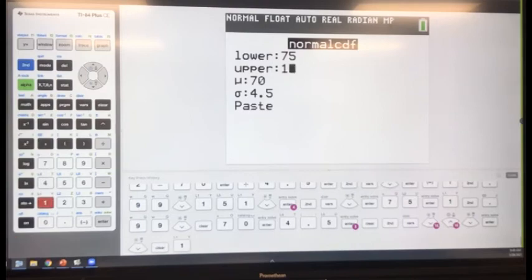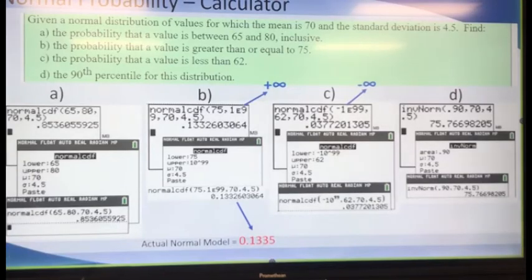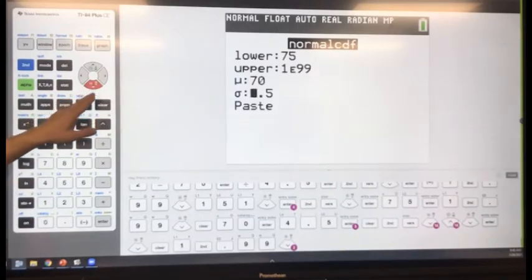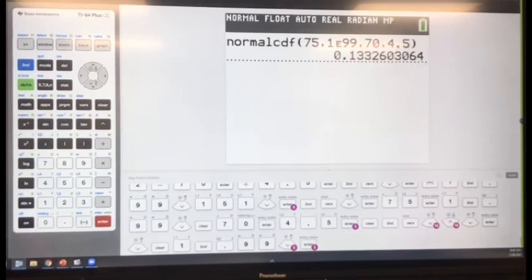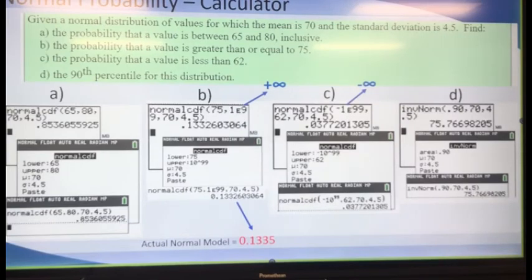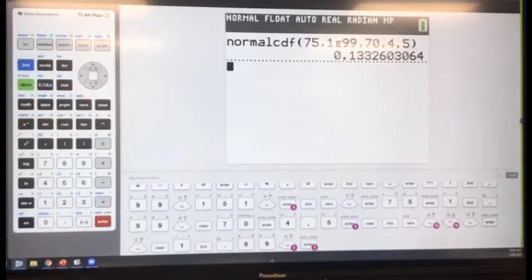So let me clearly show you how to do that. 1, now where in the world is E? Right here. Notice the double E. So second, comma, gives me my E. And put 99. That's the largest number your calculator can work with. And then give it your mean, 70, and your standard deviation, and paste. And there's my probability. My probability of that value being greater than or equal to 75.